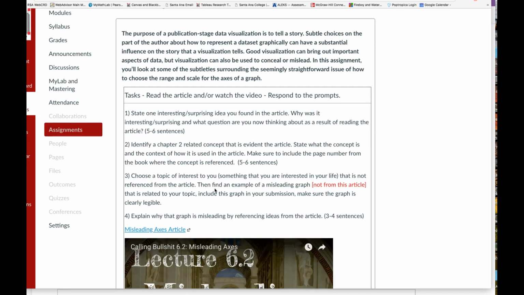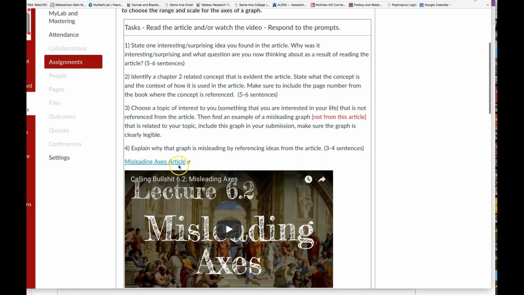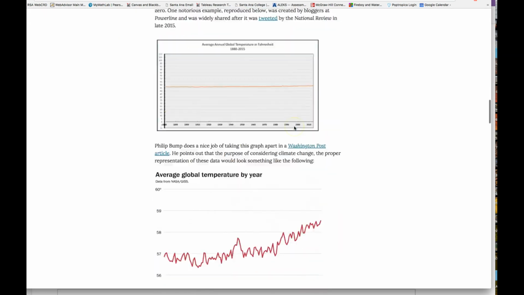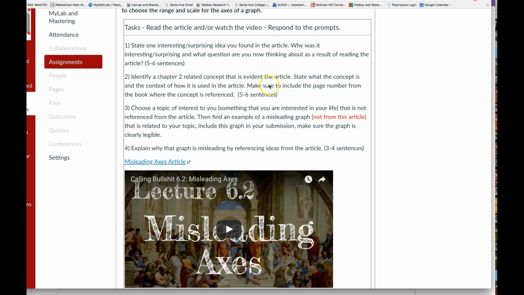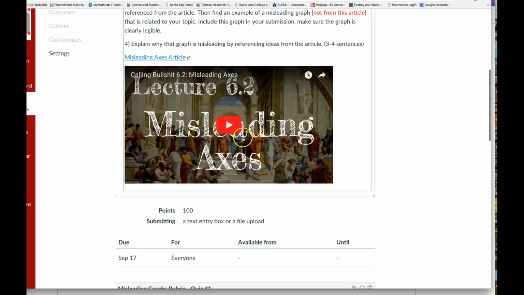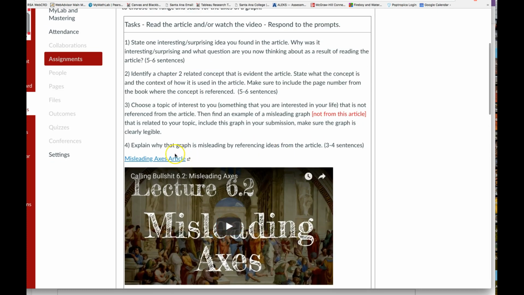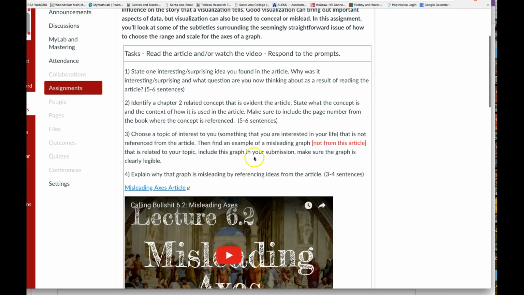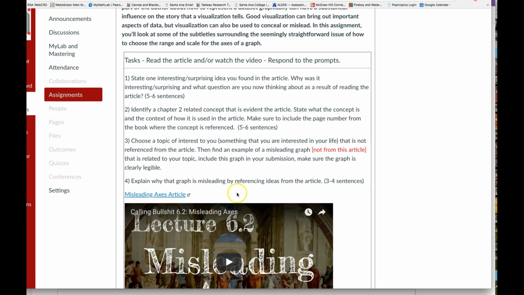You have 4 tasks to do. First task is to read the article here, the misleading axes article, which will take you to another website. So you'll read that. And if you want to hear a lecture from the University of Washington that's related to this topic, the website's related to the video lecture. You could also view the lecture to hear about misleading axes. So you can decide how you want to do that.